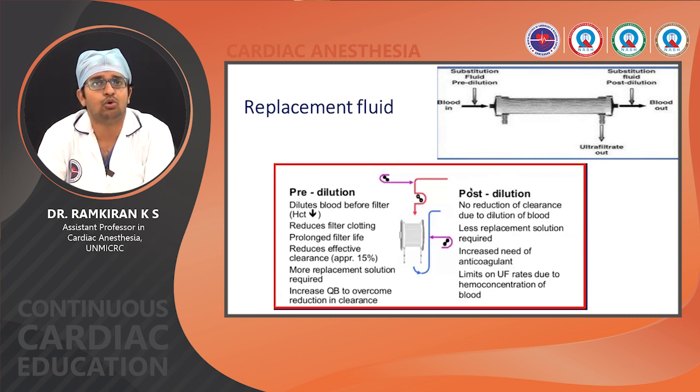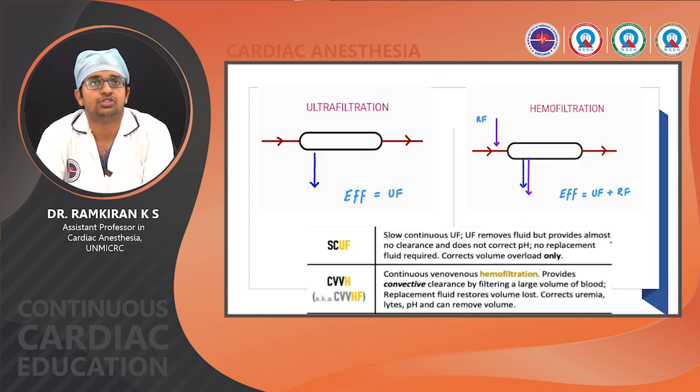When you consider post-dilution, since no volume is added before the filter, there is no reduction of clearance due to dilution of the blood. So less replacement solution is required, but the drawback is that it allows filter clotting, so you need a lot of anticoagulation measures. It also limits the ultrafiltration rate because of the hemoconcentration of the blood. So these are the drawbacks of post-dilution replacement fluid.